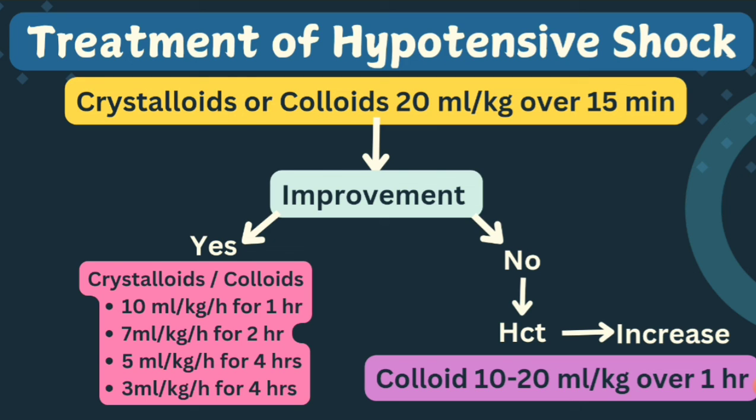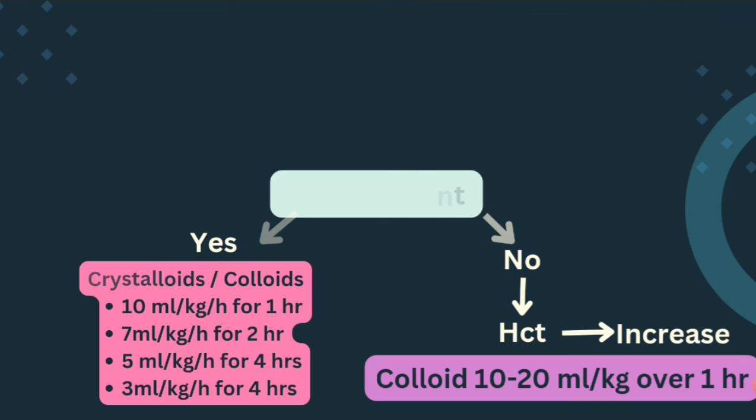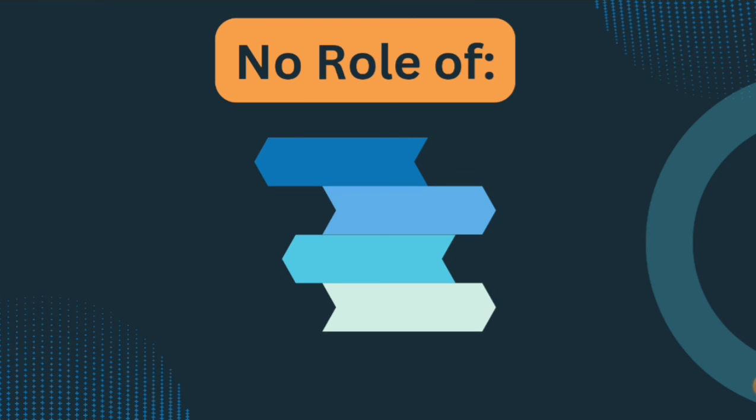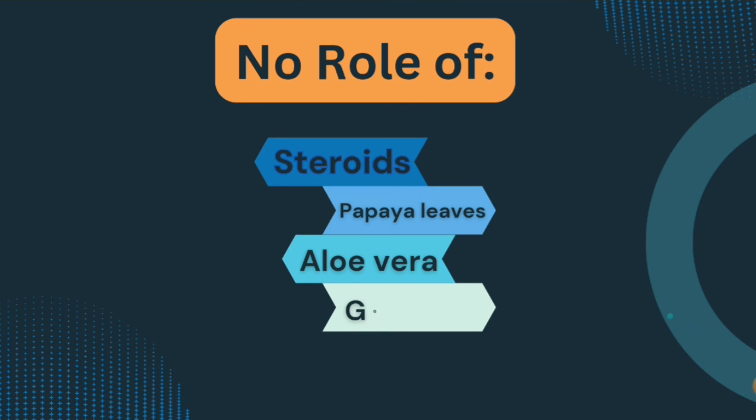However, if there is no improvement, then we will check hematocrit. If it is increasing, then colloids are given at 10 to 20 ml per kg over 1 hour. There is no role of steroids, papaya leaves, aloe vera, and goat milk in dengue fever.